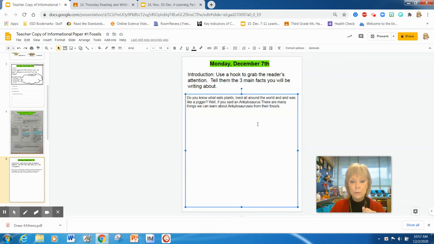All right, so let's reread that. Do you know what eats plants, lived all around the world, and was like a jogger? Well, if you said, easy for me to say, Ankylosaurus, then you are right. And maybe I'm going to put an exclamation point there. There are many things we can learn from an ankylosaurus from their fossils.